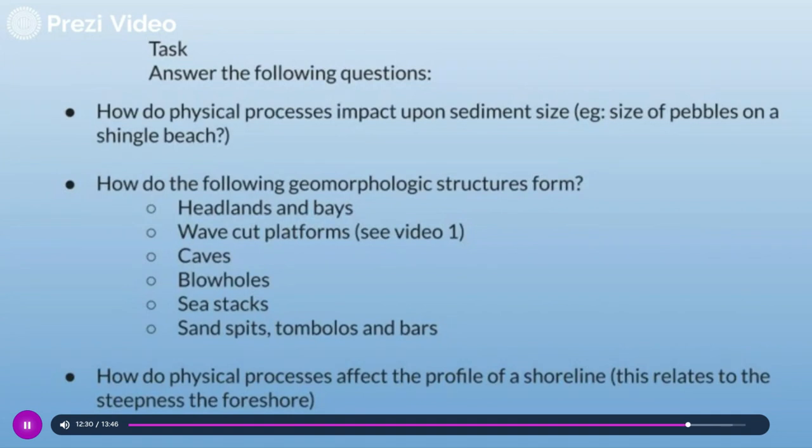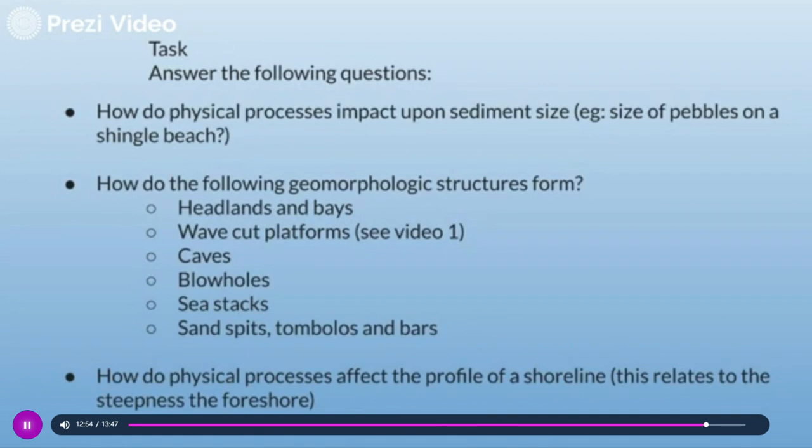How they form. Why do we get caves? There's lots of caves around the Cornish coast that you could look at as examples. Sea stacks, and also what you might include with sea stacks is the sea arches, like the one that we saw at the beginning in the image at the start. Think about why and how they form. Sand spits, tombolas, and bars, so that's going to relate to your longshore drift that we talked about earlier. So just have a think about those.